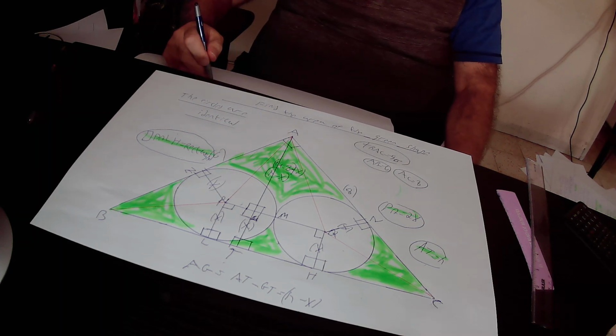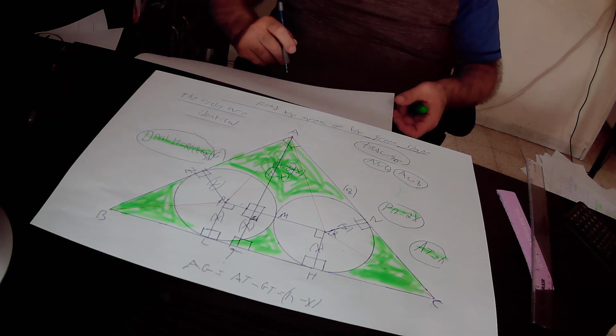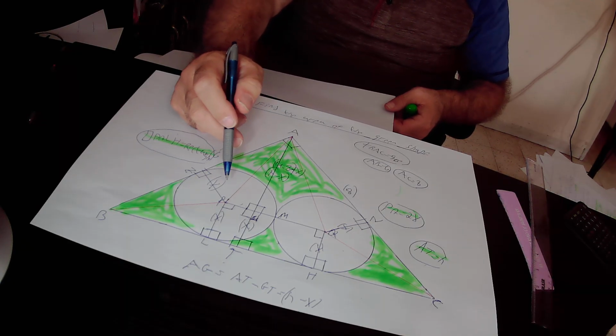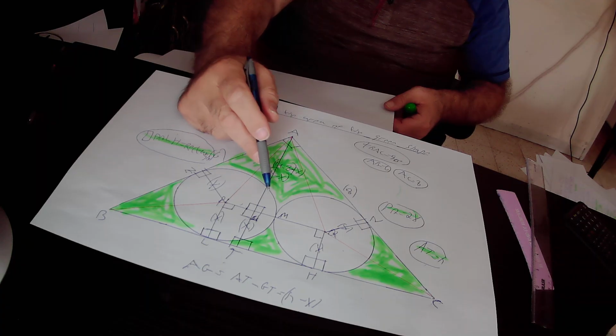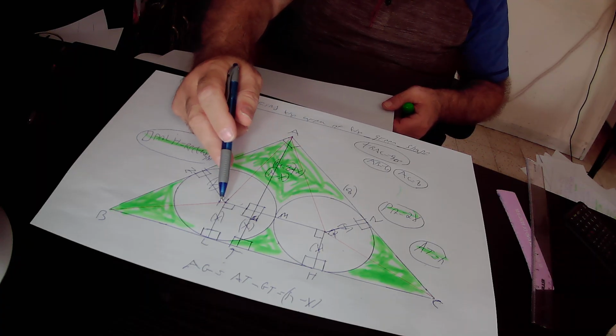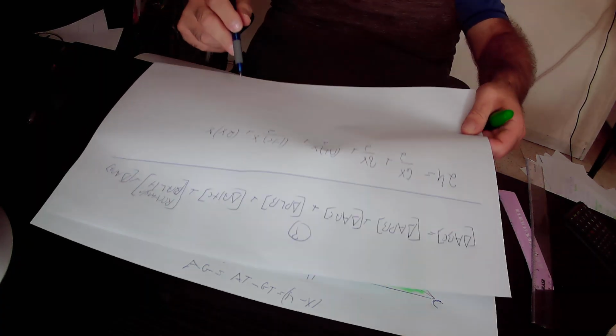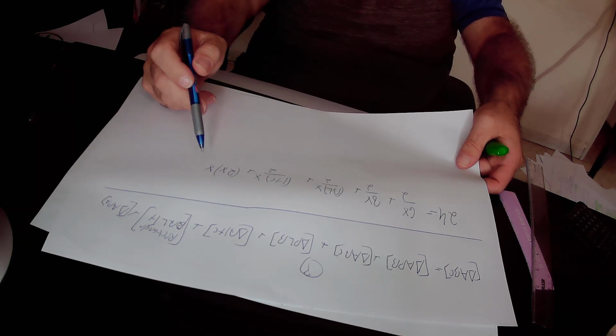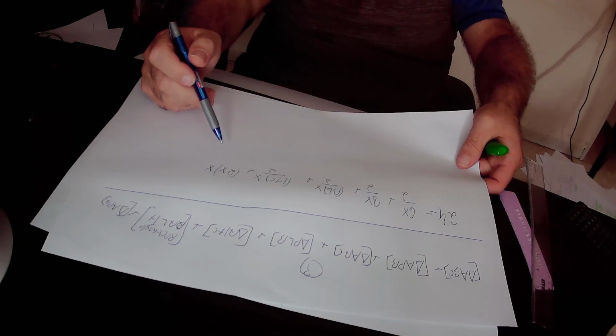So in total, the area of this rectangle PQLH equals the length, that is 2x, times the width, that is x. So it is 2x times x, which is 2x squared.